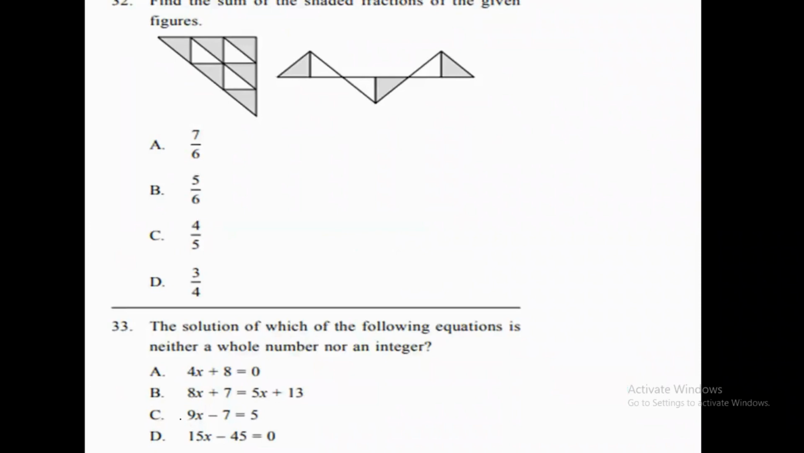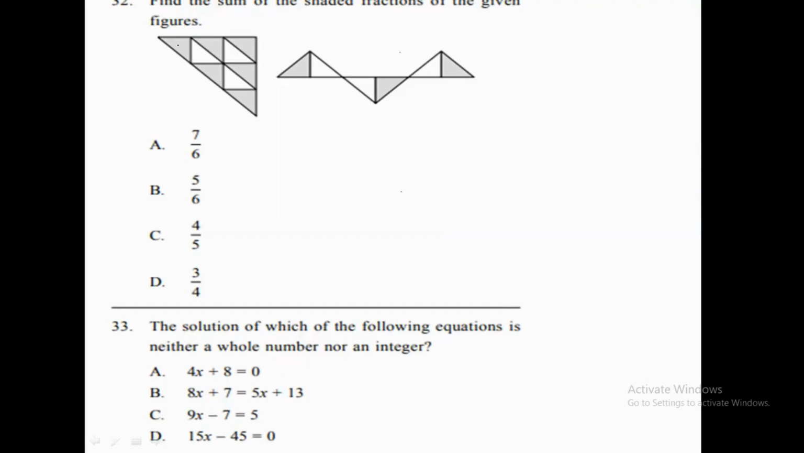In question number 32, it is given that we need to find the sum of the shaded portion over the given figures. Okay, so you can see what part of the shaded fraction is over here. We are going through this.